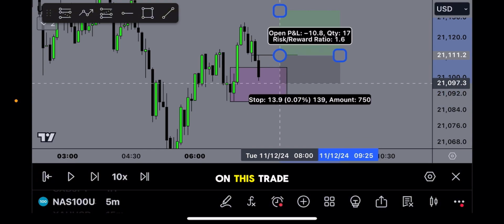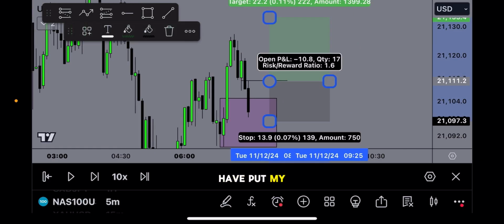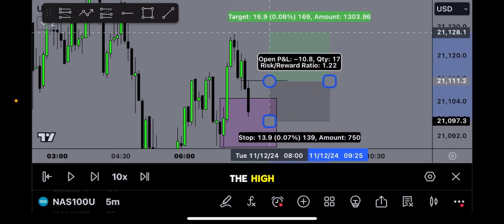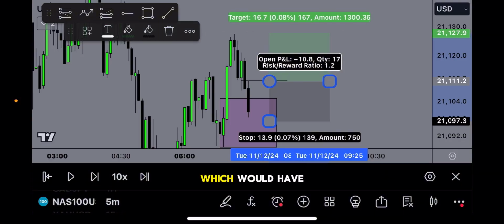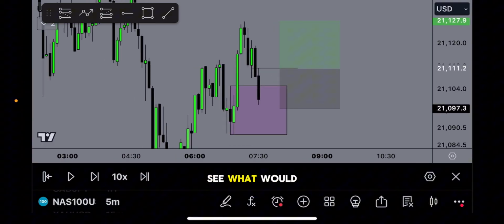So for me on this trade setup, I would have probably put my stop loss at the bottom of the wick, low risk, and I would have put my take profit at the recent high, the previous high, which would have been a 1-to-1, which means I'm risking $10 to make $10, right? Let's see what would have happened.